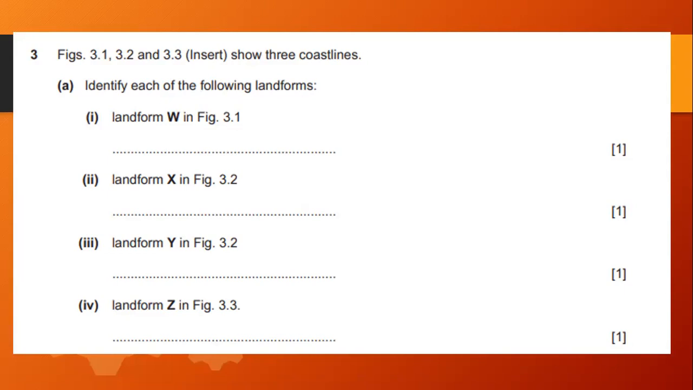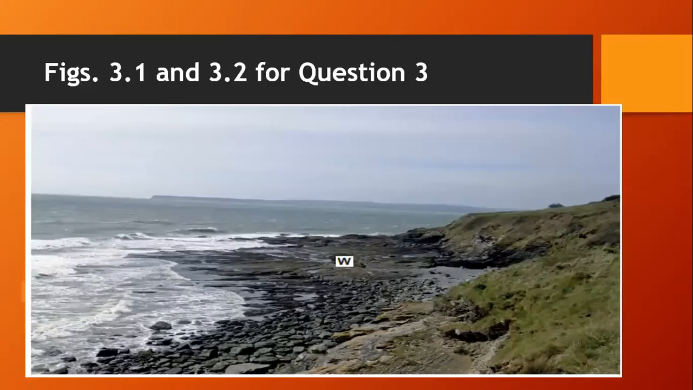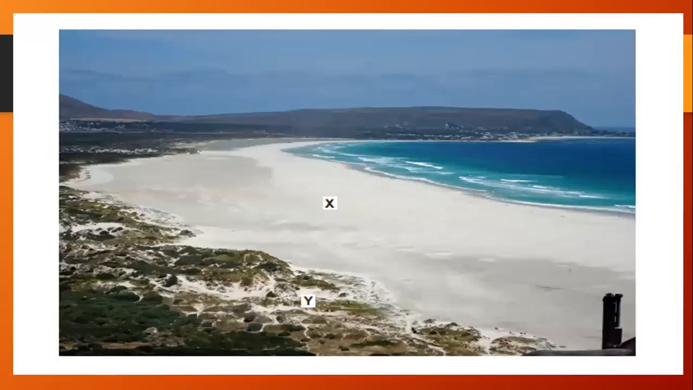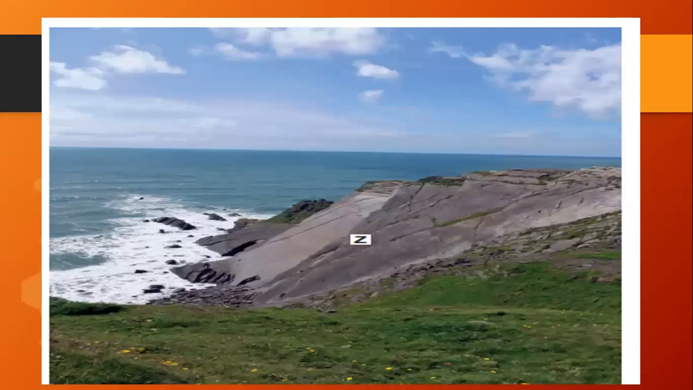Figures show three coastlines. A, identify each of the following landforms. Landform W in figure 3.1, landform X in figure 3.2, landform Y in figure 3.2, and landform Z in figure 3.3. Now let's look into the picture. Okay, this is what we call the insert. Figures 3.1 and 3.2 for question 3. Here you have to find the landform W, as you can see in this picture. Here you have landform X and landform Y, and this will be the last picture where you have to find the landform Z.